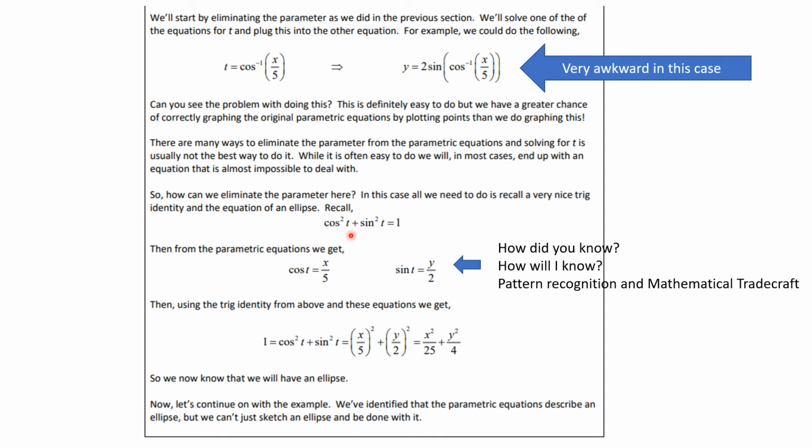So what we can do then is we can go back to the parametric equation, and we can say, well, cosine of t is x over 5, and sine of t is y over 5, or y over 2, excuse me. Now, one of your classmates asks good questions, and they will say, how did you know to do this? How will I know to do this?